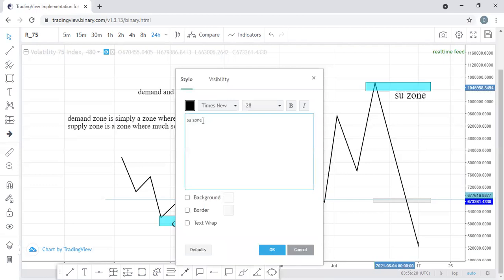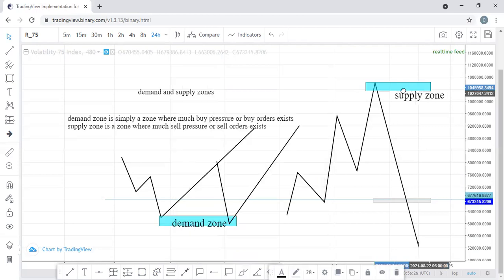A supply zone. Why? Because a lot of sell pressure, a lot of sell orders exist at that point. So if price should eventually get to this place in the future, we expect price to do the same thing. Just start there and go down, right? And the last thing to note, which is important, is that you have to trade these zones in line with the trend, right? It's not right to just trade demand and supply zones like that. You have to trade it in line with the trend.